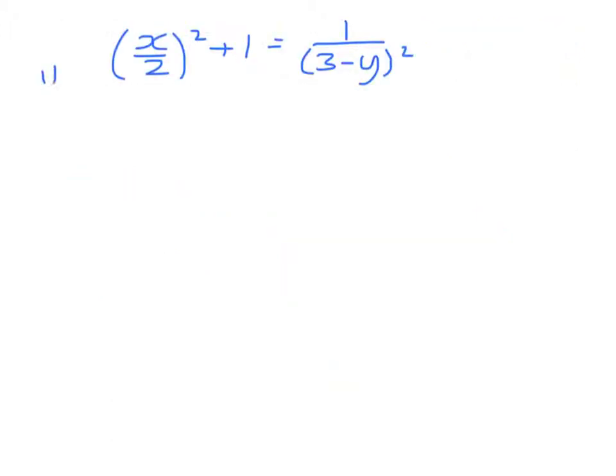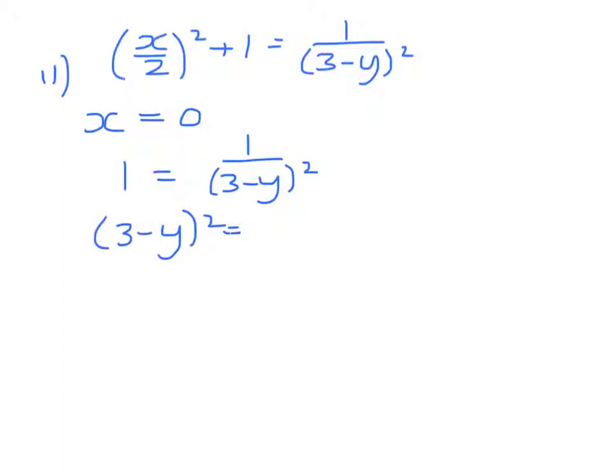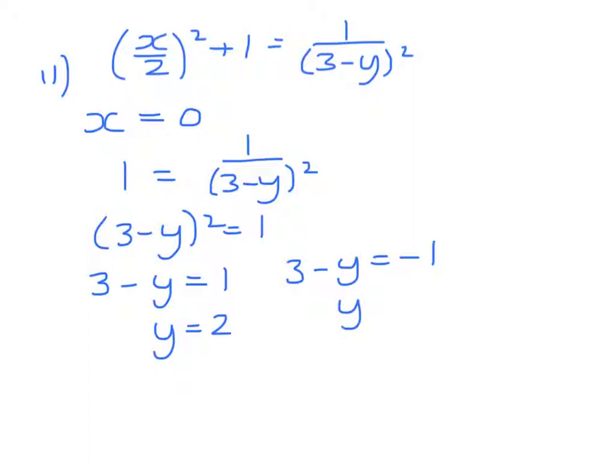Part 2, we're asked to find where it crosses the y-axis, and it crosses the y-axis when x equals 0. So substituting that in, it's when 1 equals (1 over 3 minus y) all squared. So that's when (3 minus y) all squared has to equal 1. Taking square roots, 3 minus y can equal 1, which means that y is 2, or 3 minus y could equal the negative square root, minus 1, which means that y must be 4. So it crosses the y-axis at (0, 2) and (0, 4).